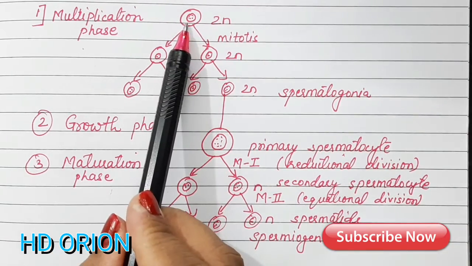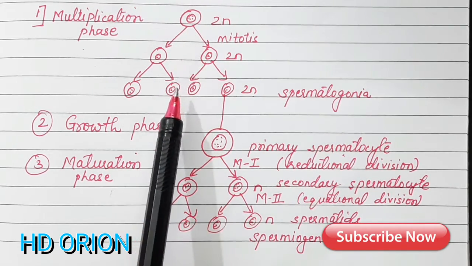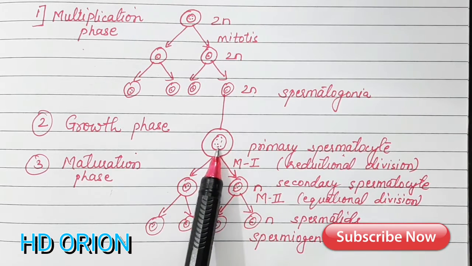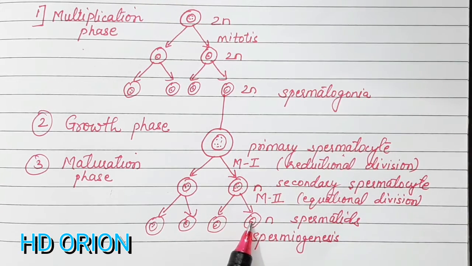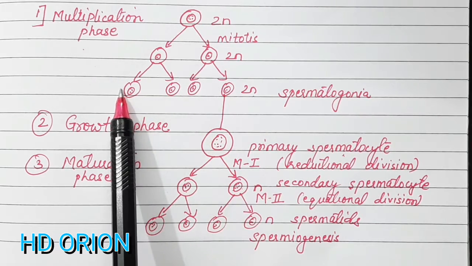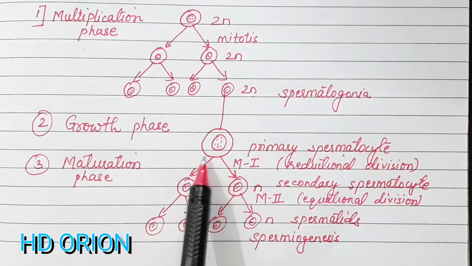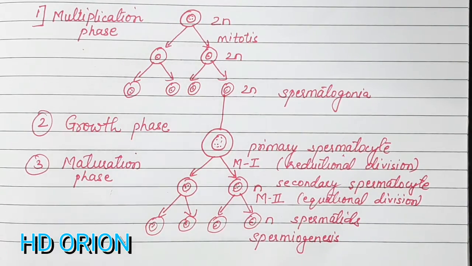So we considered just one germ cell, and this one germ cell after the multiplication phase formed 4 spermatogonia, and we considered one primary spermatocyte. So one primary spermatocyte gave rise to 4 spermatids which formed 4 sperms. So if we consider all the 4 spermatogonia to form 4 primary spermatocytes, it will count to be 16. That means one germ cell gives rise to 16 sperms.